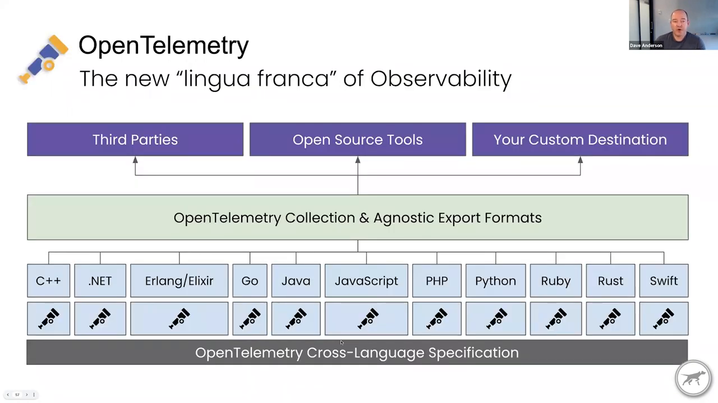OpenTelemetry is a fairly new project that's been getting a ton of vendor support and community support and is emerging as a new lingua franca of observability.